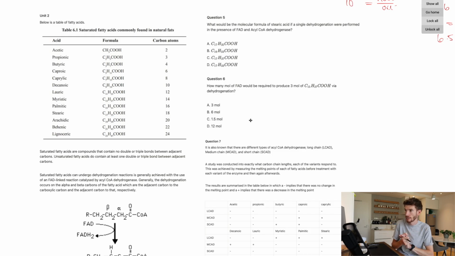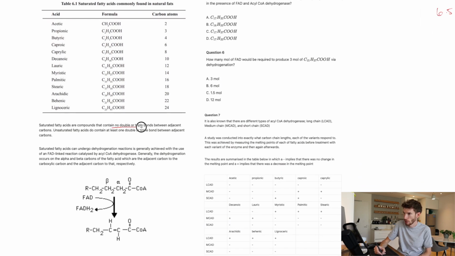So this one is looking at fatty acids. I've given a table of saturated fatty acids with their formulas, the number of carbon atoms and their names. Saturated fatty acids are compounds that contain no double or triple bonds. Unsaturated have at least one of those. Saturated fatty acids can undergo dehydrogenation reactions, and this is generally achieved with the use of an FAD-linked reaction catalyzed by acyl CoA or coenzyme A dehydrogenase. So this here is just helping with the catalytic conversion. That is just the catalyst that's going to be used.